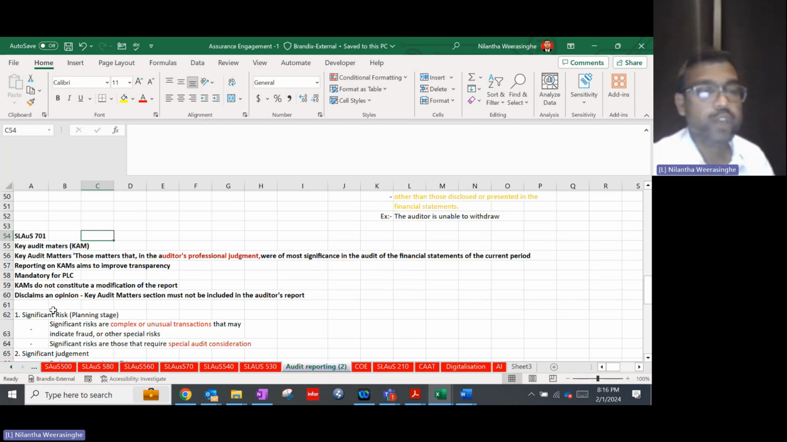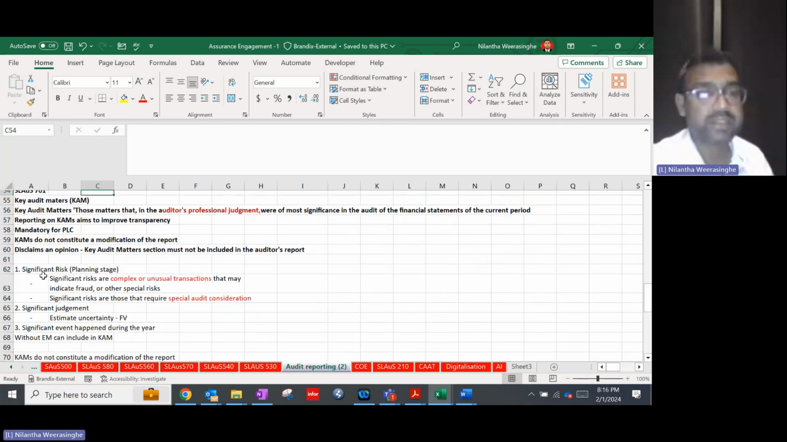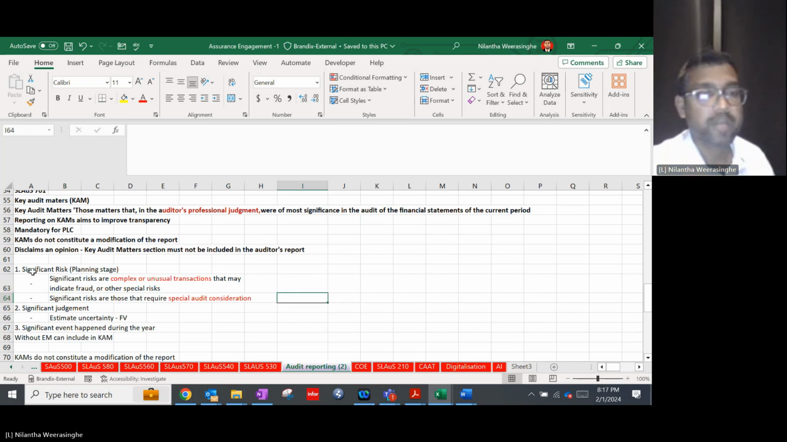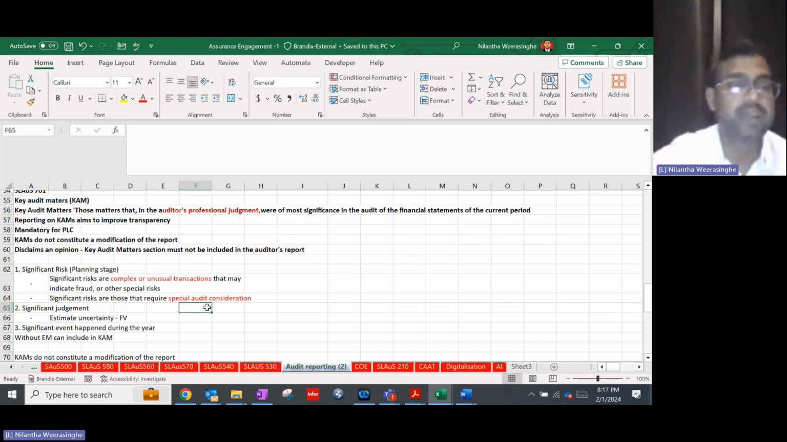So what will you include in the CAM paragraph? There are 3 things. Significant risk that you identified during the planning stage. What do you mean by significant risk? Complex, unusual transactions, right? Significant risks are those that require special audit consideration. So those matters you'll identify as what?